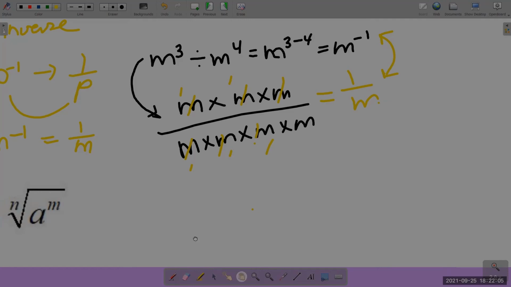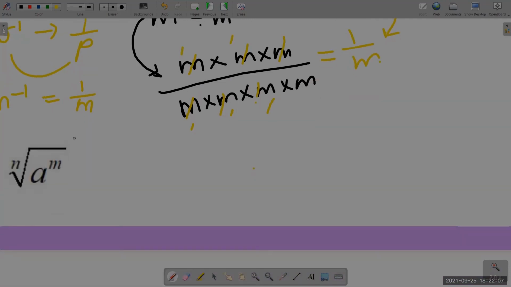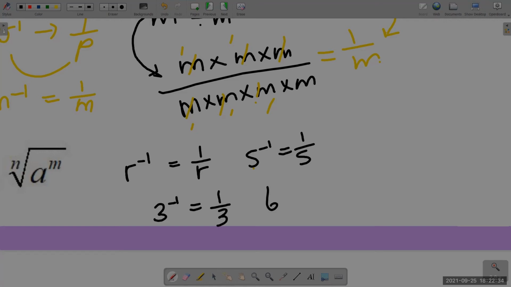So to be honest, this rule is just a memorization. All you need to memorize is that anything to a negative power is just 1 over that thing. So let's do a quick thing. We know that R to the minus 1 is the same thing as 1 over R. S to the minus 1, it just means 1 over S, even with numbers as well. So 3 to the minus 1 just means 1 over 3. 6 to the minus 1 just means 1 over 6. Okay, everybody have that?